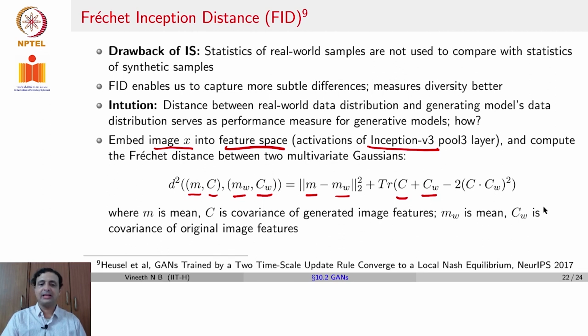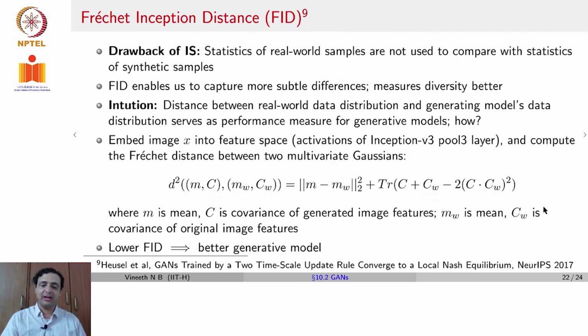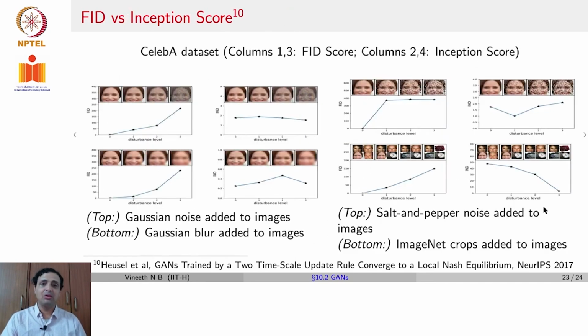So in this particular case, lower FID the better. Lower FID tells you that the generated distribution is close to the real distribution. Let's see an example of how these metrics look when you use them.